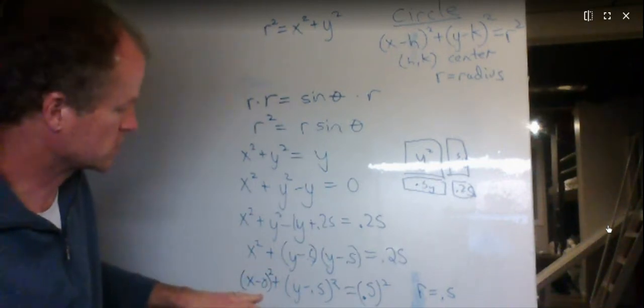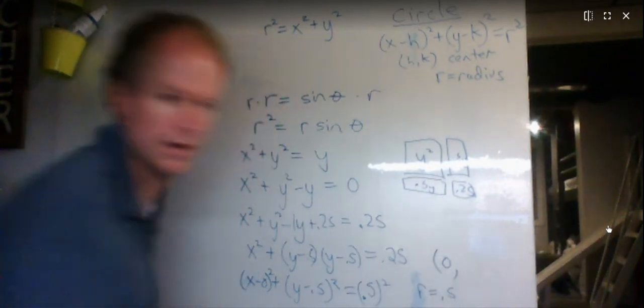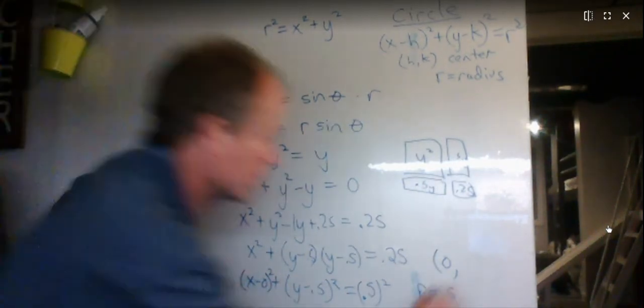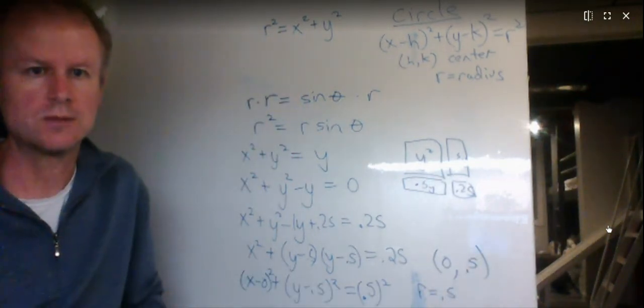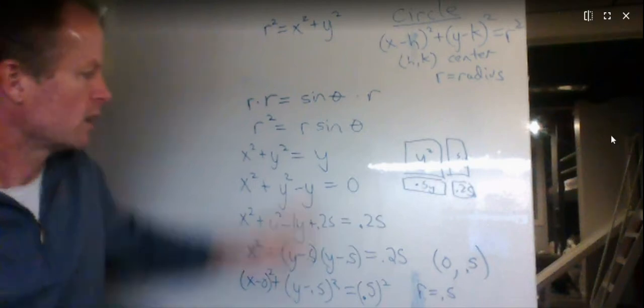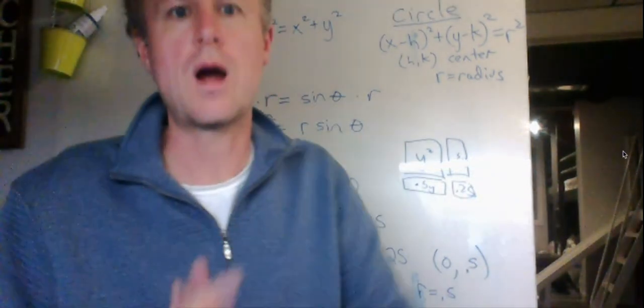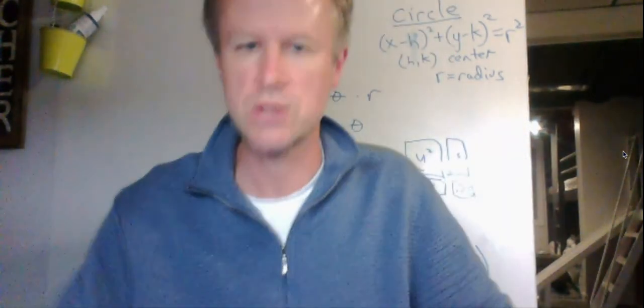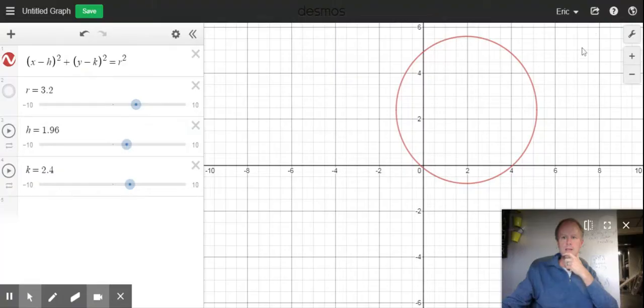And so I can see, yep, the center of this is going to be 0, and then the y is going to be 0.5. And that's exactly what we got when we graphed it with polar. So these steps help you to convert between our original polar equation into rectangular. So that's the first problem.